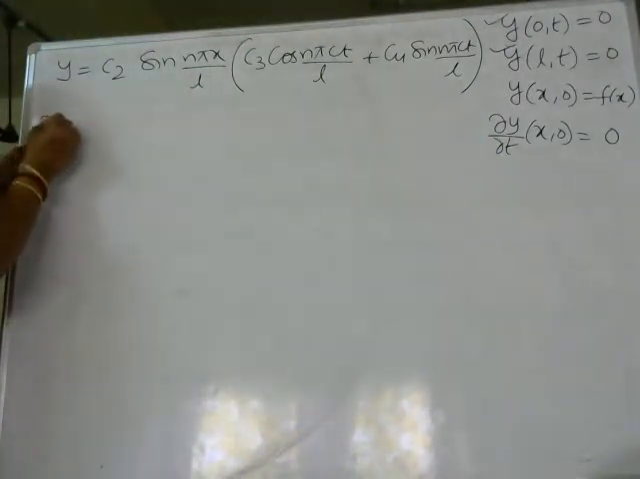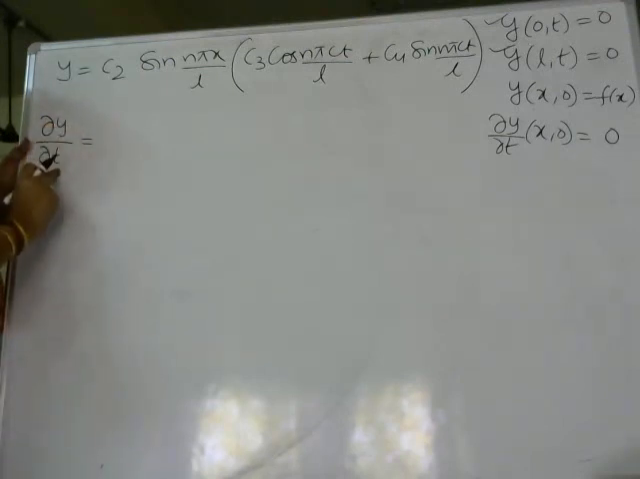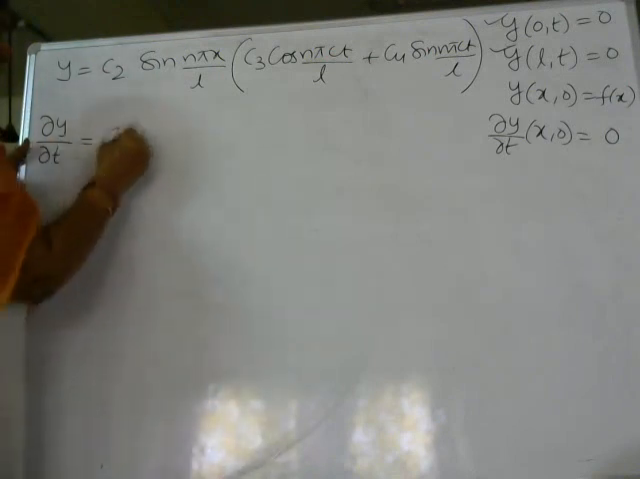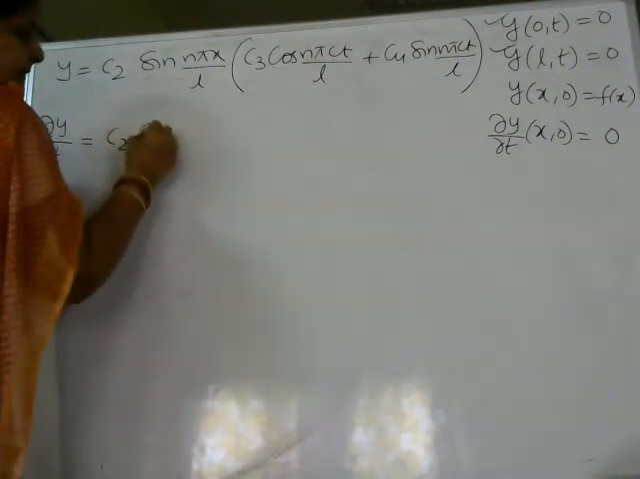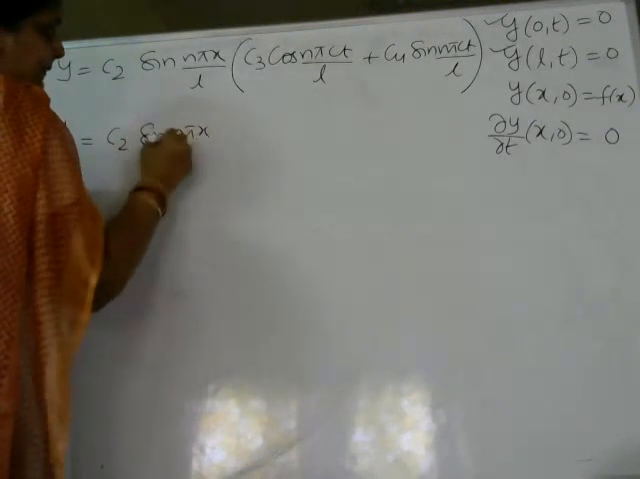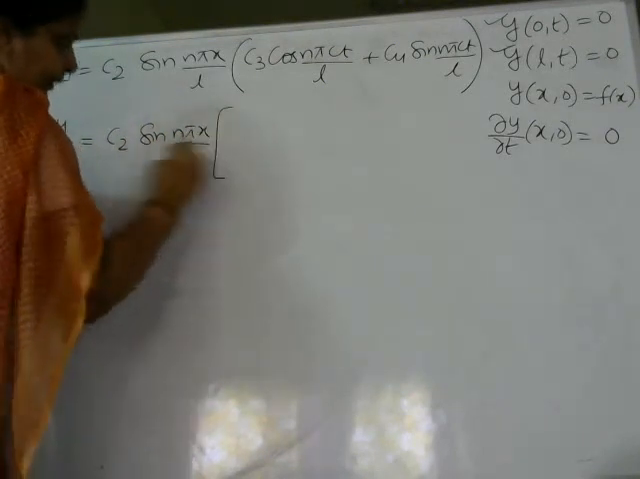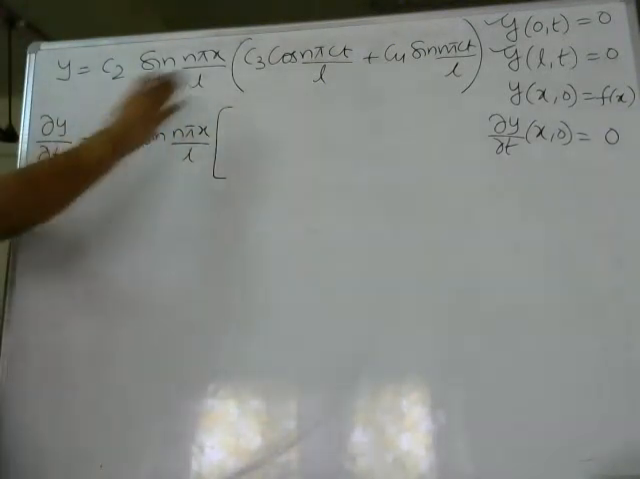What is the value of ∂y/∂t? What is actually the meaning of ∂y/∂t? Partial derivative of y with respect to t, keeping x as constant. So C2, this term is a constant term, sin(nπx/L), into. Now we will take the derivative for this function.